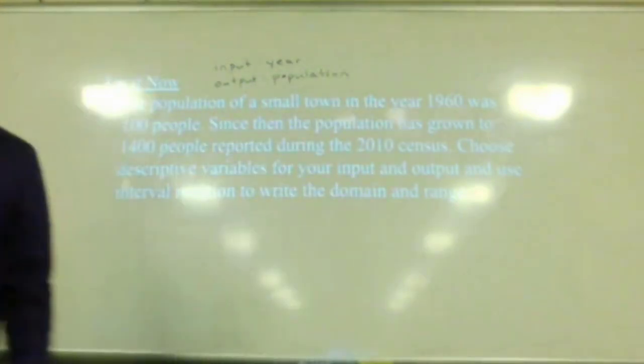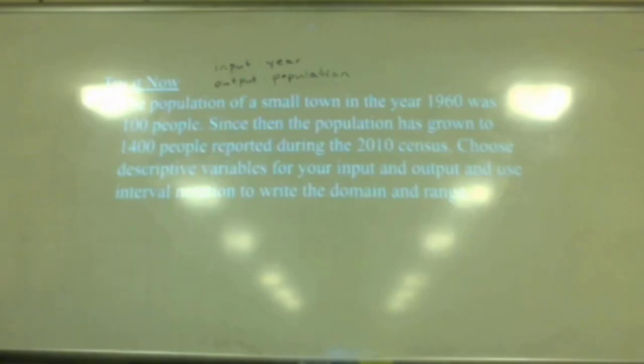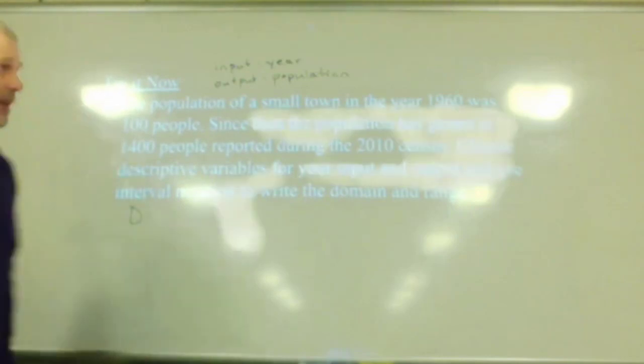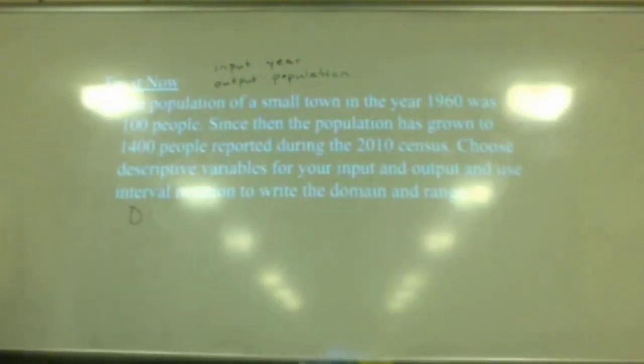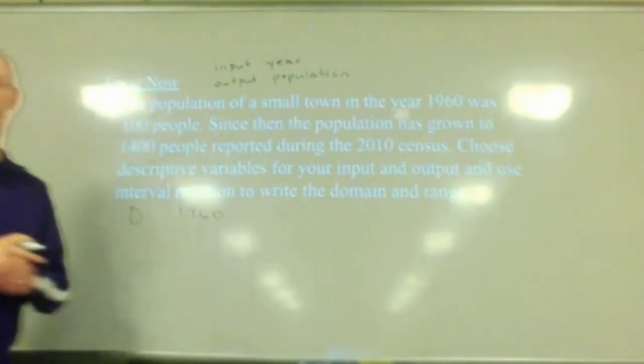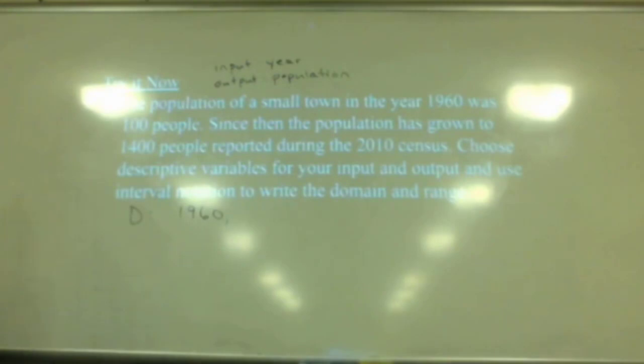Okay, and most of the time when you're dealing with time, it's going to be the input because you're kind of paying attention to something as time goes by. So the time is the input and the resulting numbers are the output. So if we're going to talk about our domain and we're going to use interval notation, we want the lowest value for the interval and the upper value for the interval. So what's the lowest value for our input for our years? 1960, right? So I'm going to put that first, and then I'm going to put my comma. And then what's the upper value? 2010.